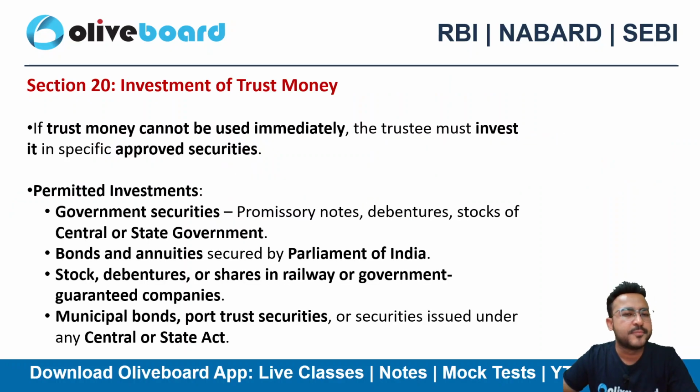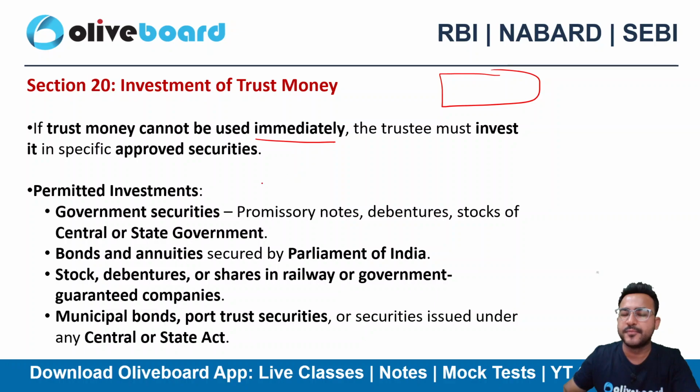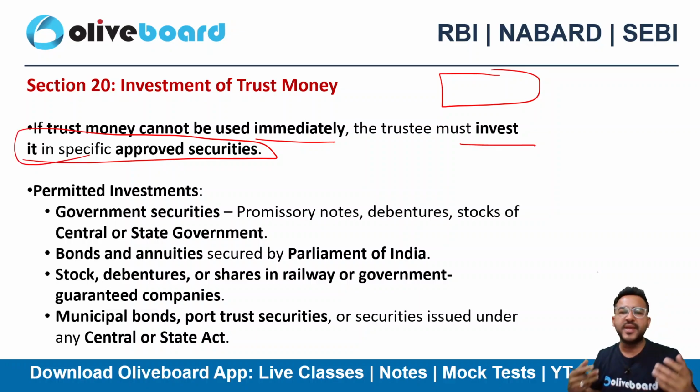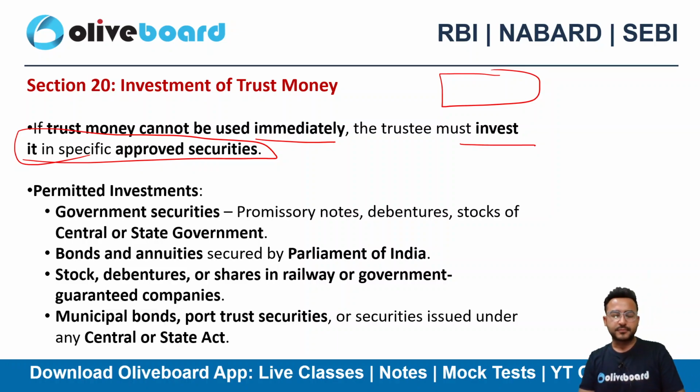Now we have section 20, investment of trust money. If trust money cannot be used immediately, let's suppose we have some money in trust that we can't use immediately, the trustee must invest it in the specified approved securities. It doesn't make any sense to keep the money as it is, right? It should generate a certain amount of return, a certain amount of interest, right? And that's what section 20 tells us, that the trustee can invest the money but in specified securities only. So you should be aware of this list. You should have a broad idea कि इसके अंदर क्या क्या securities आ रही है. सबसे पहले तो section 20 is very important, right?